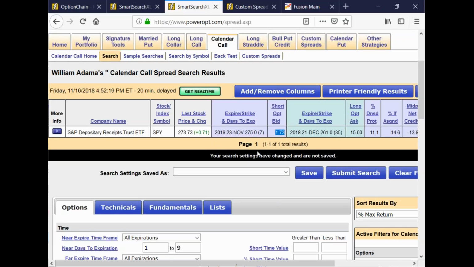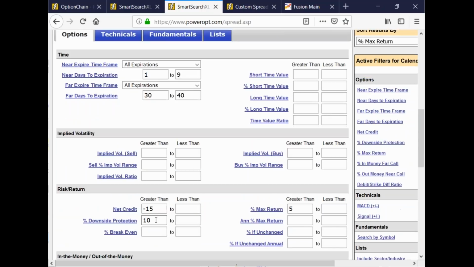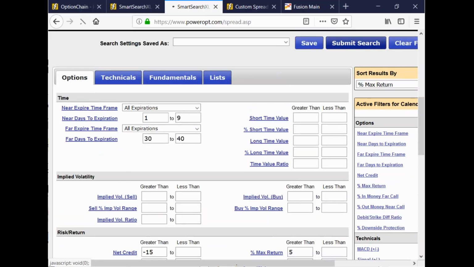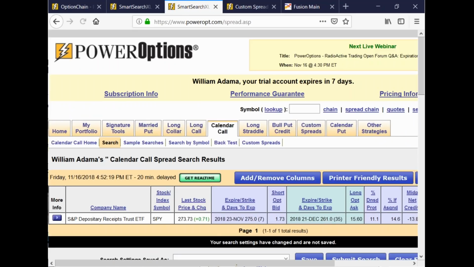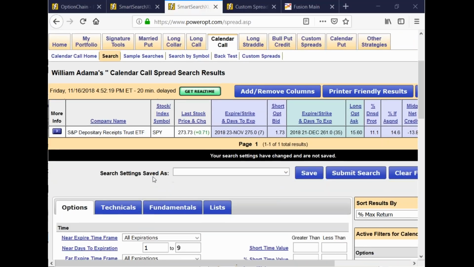I think this is too restrictive. I'm going to open it up. I'm going to lower my downside to 5%. Okay? All right, so still just the 1. Wow. Okay, that's what it is.